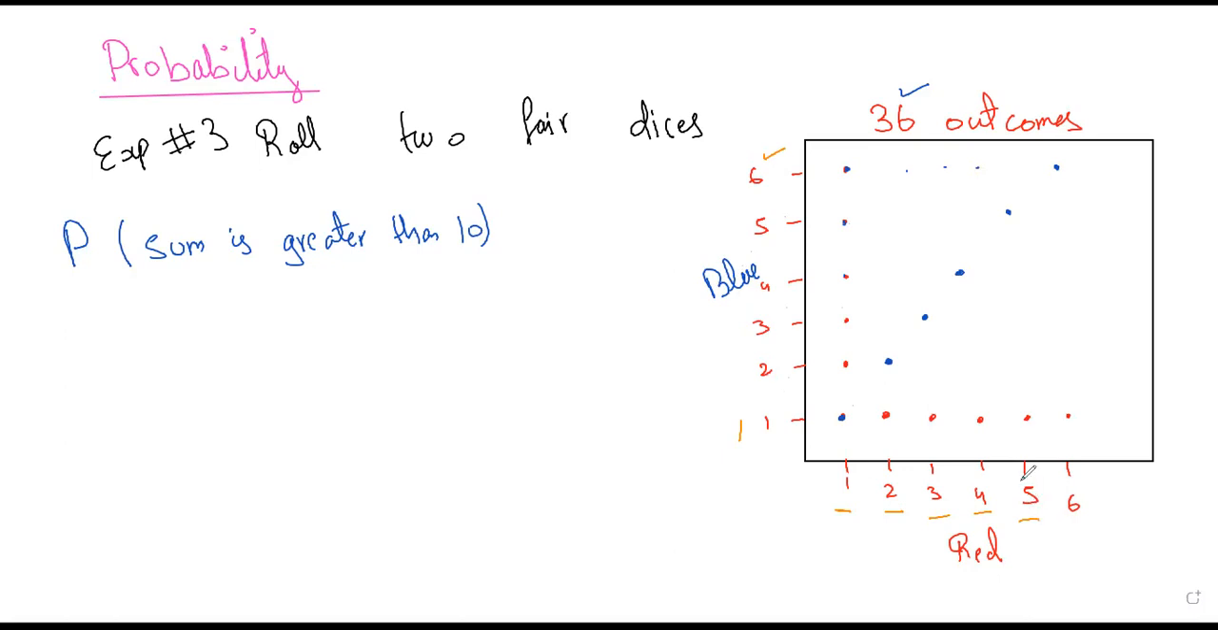5 would work, okay? So 5 plus 6 would give me greater than 10. So this is the first one. Then 6 plus 6. This is the second one because that would give me 12. And then let's say I was getting 5 on the blue one and then 6 on the red one. So only these three outcomes are my favorable outcomes. So it would be 3 divided by 36 and it would give me 1 by 12. This is going to be the answer.